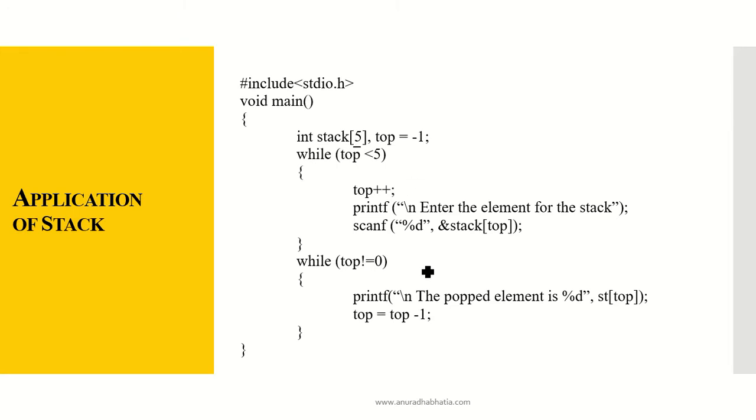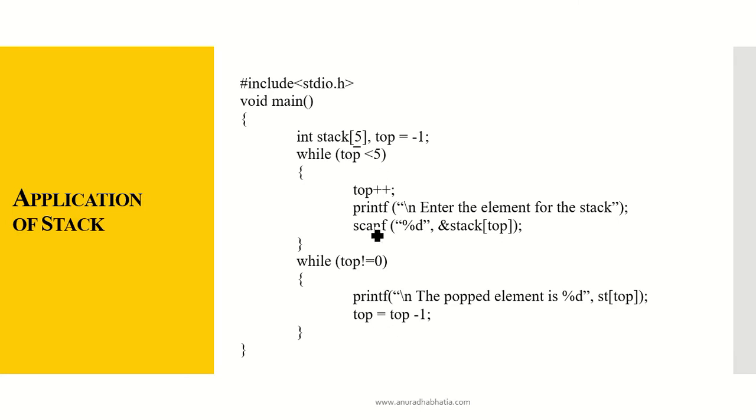We're just using a simple array implementation to add the element at the top of the stack and then reverse it by printing it in the reverse order. We'll see how it is printed. So while top is less than 5, we say top++, print "enter the element for the stack", and we enter the element to the top of the stack. While top is not equal to 0, the popped element is %d, stack[top], and top--.